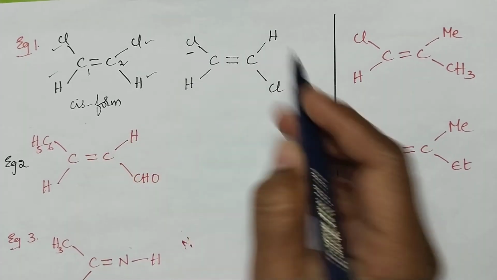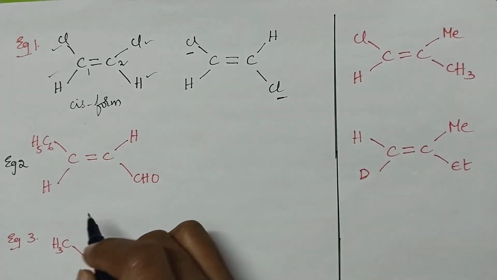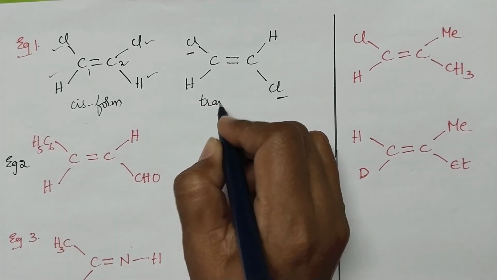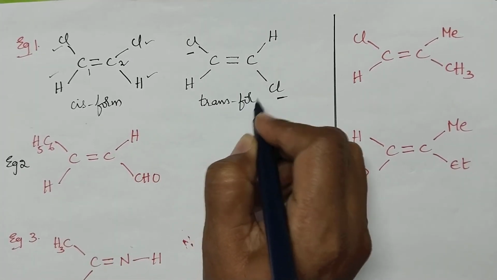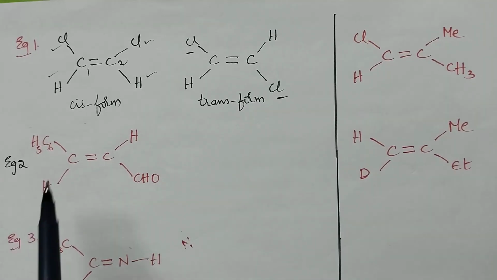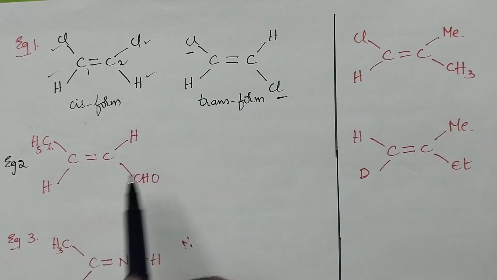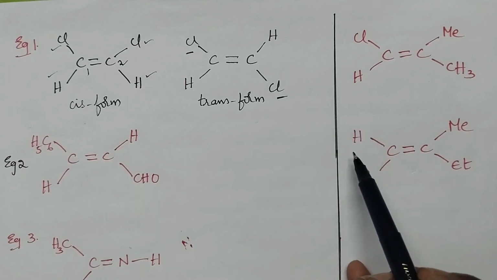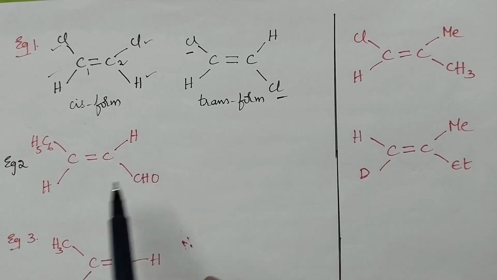The similar groups will be present on the opposite side of the double bond, and hence it can be called as trans form. Is it clear about the cis and trans forms? Now simply let us examine whether the given compounds exhibit geometrical isomerism or not.